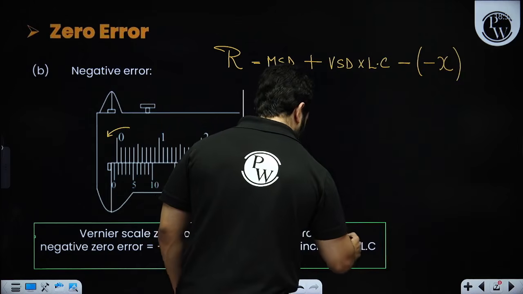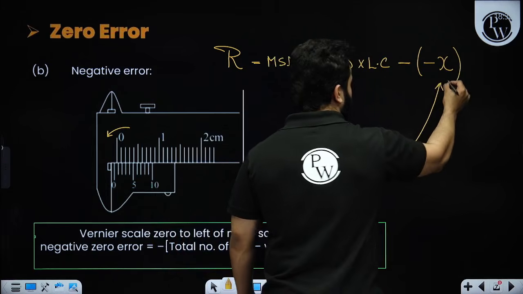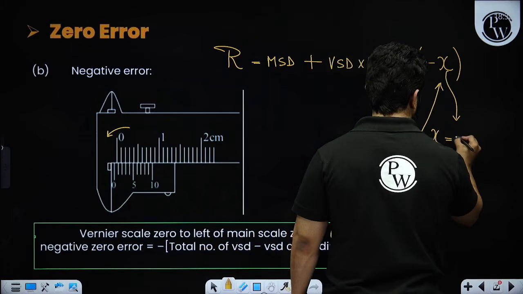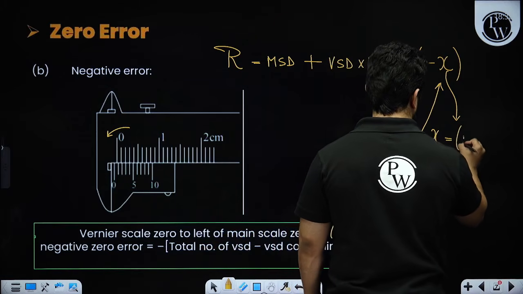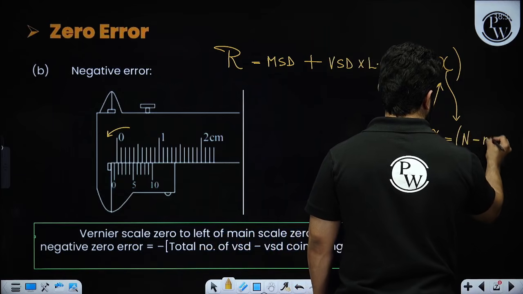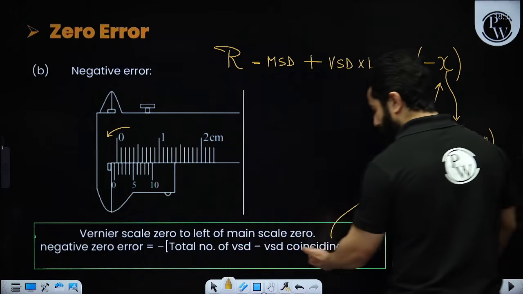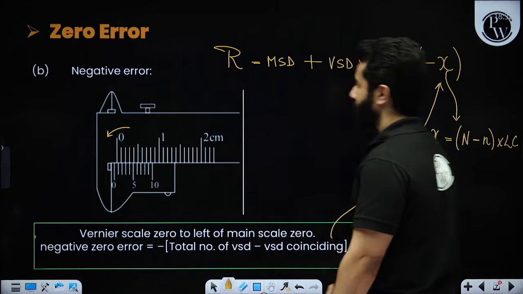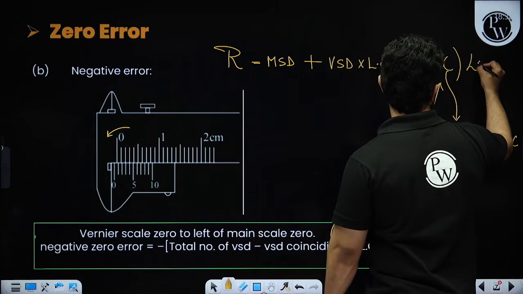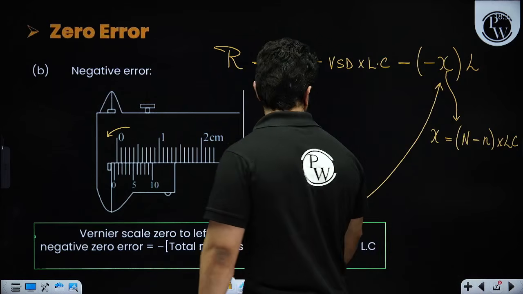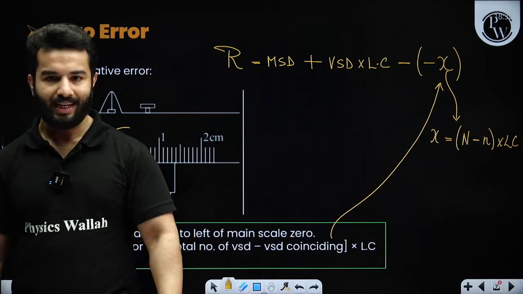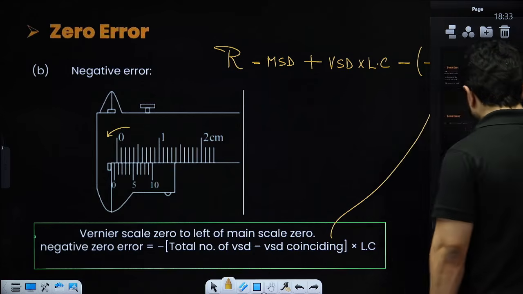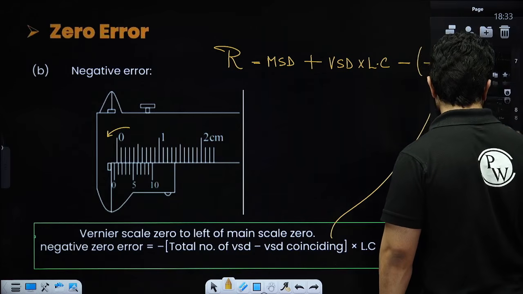This whole value comes out to be x, and x is actually equal to the total number of divisions on the Vernier scale minus the Vernier scale division which is coinciding, multiplied by least count. That whole x is capital N minus small n into least count. So please note this thing also.